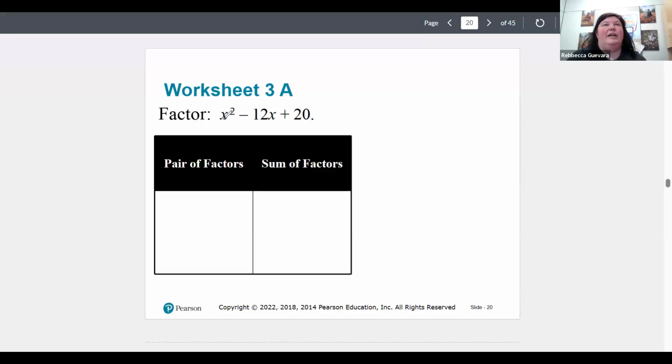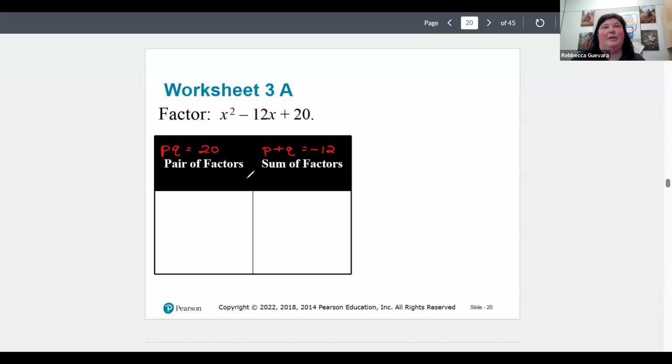All right, so we have x squared minus 12x plus 20. So we need 2 factors that multiply to give me 20, and that when I add them give me negative 12. So we need 2 numbers that when we multiply give us a positive 20, which should add to a negative 12. So my choices here are 2 positive numbers or 2 negative numbers.